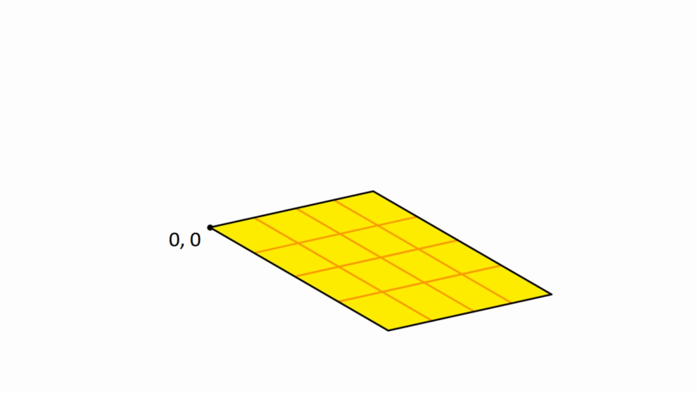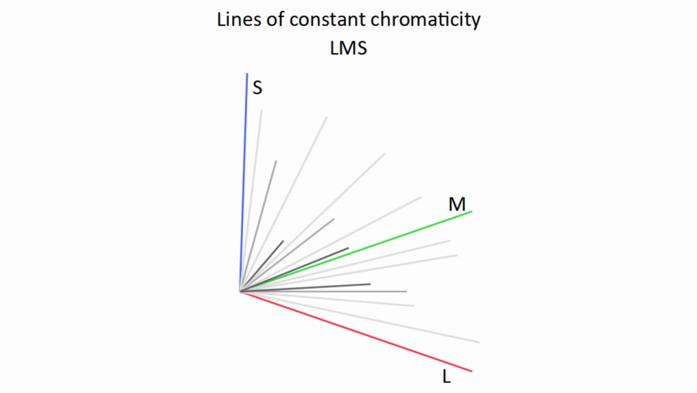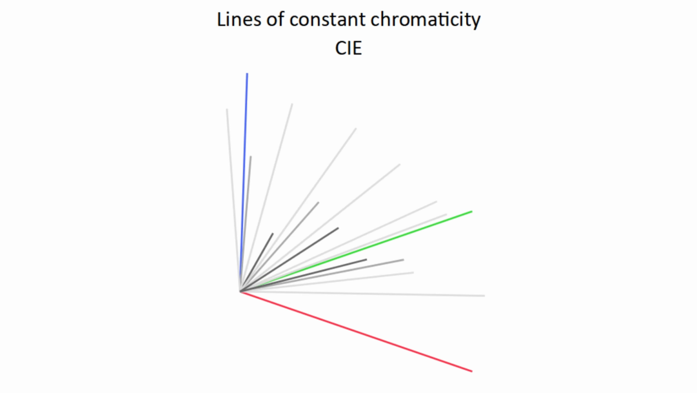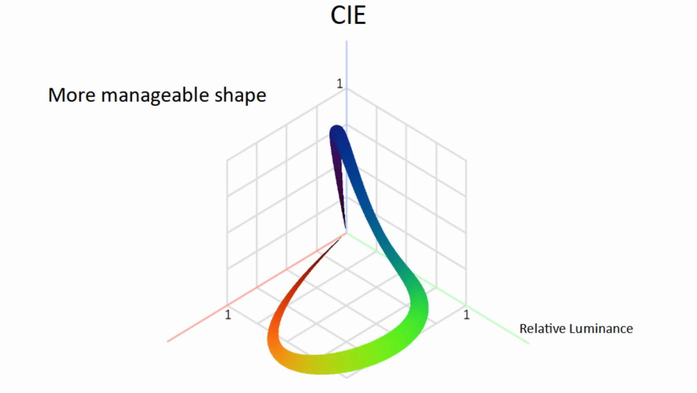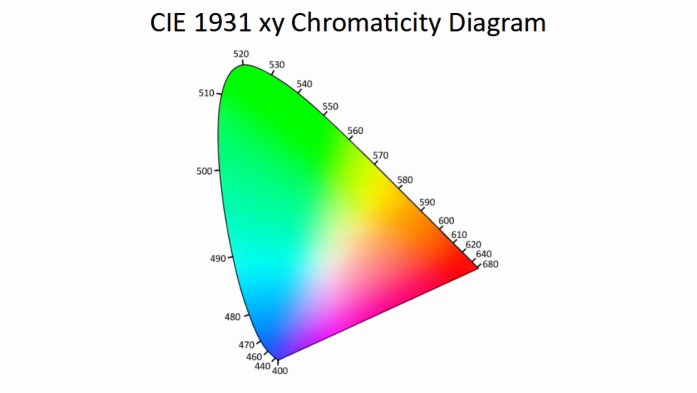Due to these facts, our lines of constant chromaticity are still lines of constant chromaticity even in the new color space, which makes it just as practical as the LMS space. But the big advantage of the CIE color space is that it makes the curve of spectral colors into a much more manageable shape. So the CIE color space is basically what everything is based on, and that includes the chromaticity diagram. Now how do we actually construct the diagram?